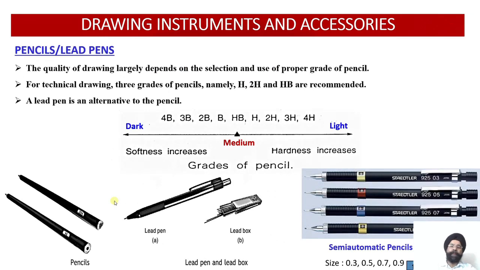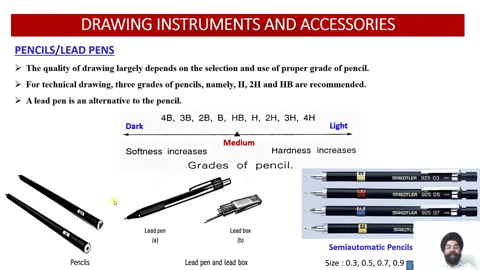Now in engineering, up till now we have been using HB pencils in our 8th, 9th, 10th, 11th, 12th. But now in engineering, because there will be different types of lines, there will be certain lines which have to be drawn dark, certain lines which have to be drawn with medium thickness, and certain lines which have to be drawn light. These lines carry different meanings that we are going to discuss in a separate lecture.